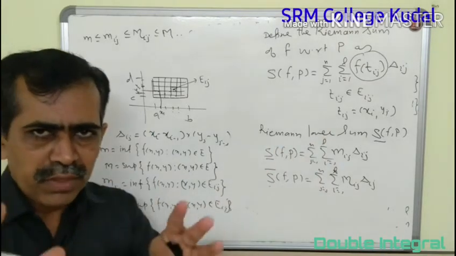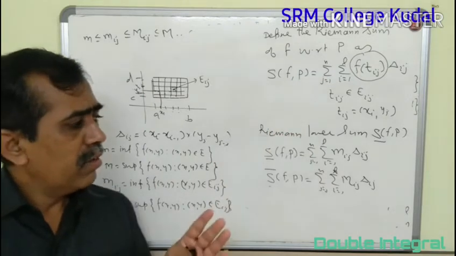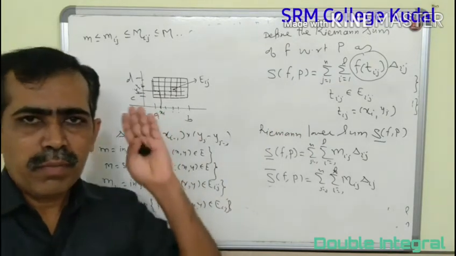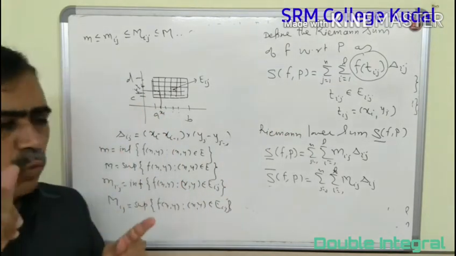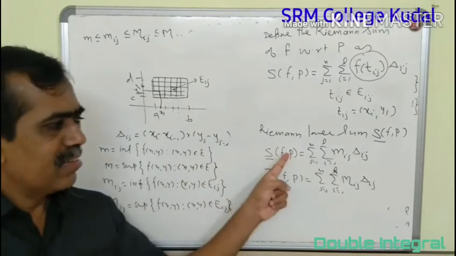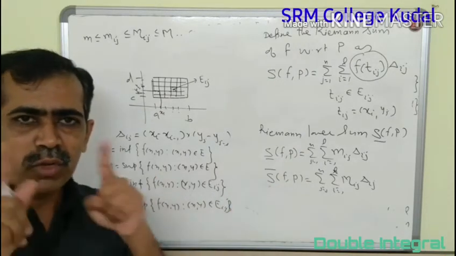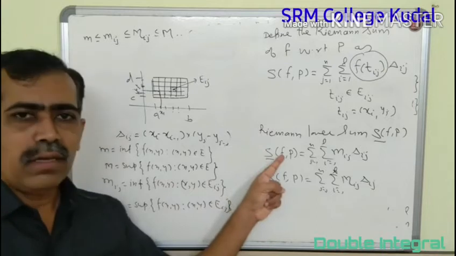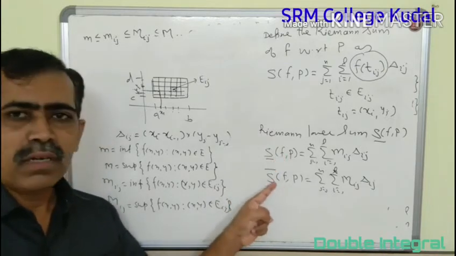You know that this rectangle E may have infinitely many partitions. So with respect to each partition you will get these two numbers. Corresponding to each partition you will get a Riemann lower sum and a Riemann upper sum.